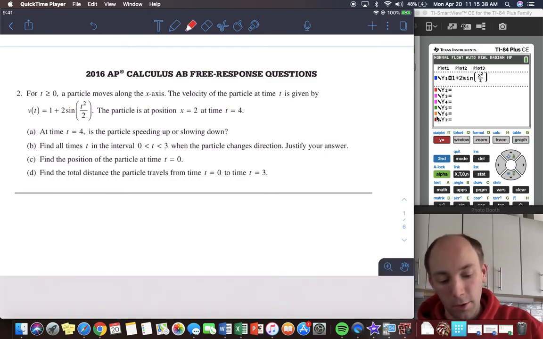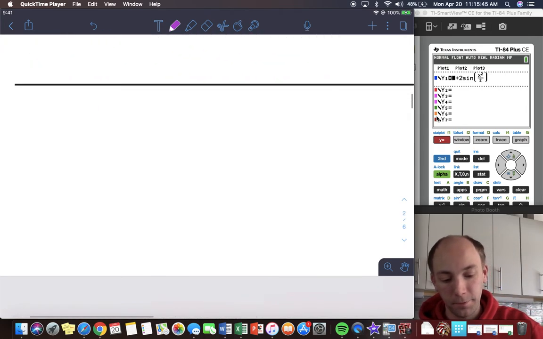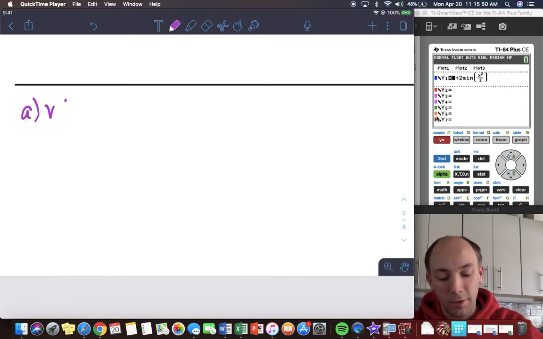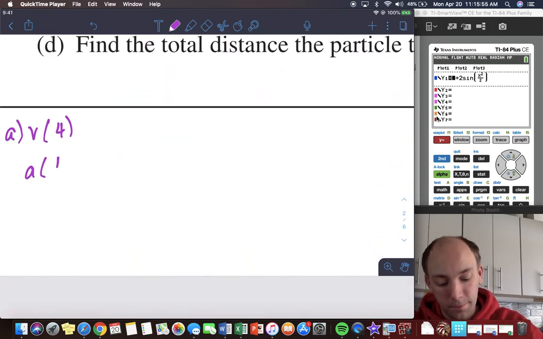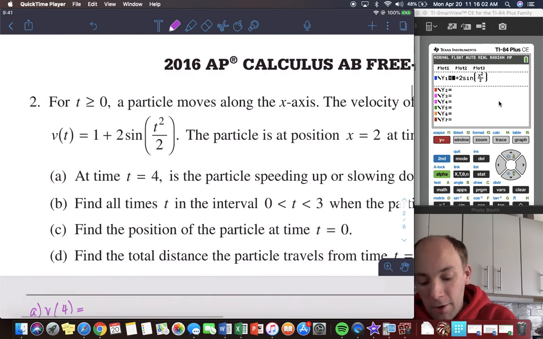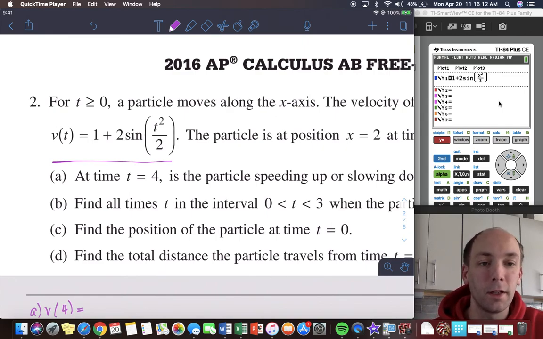All right, so when is a particle speeding up? When is a particle slowing down, I guess I should say. So for part A, what we need to do is look at the sign of the velocity and the acceleration at time t equals 4. Okay? All right, so the velocity was given by this function, and I already put this function in my calculator. If I can use my calculator and I'm given any kind of function, the first thing I want to do is plug that into my calculator.